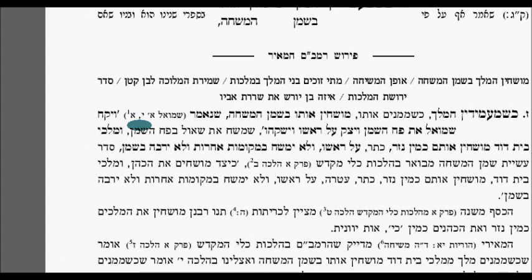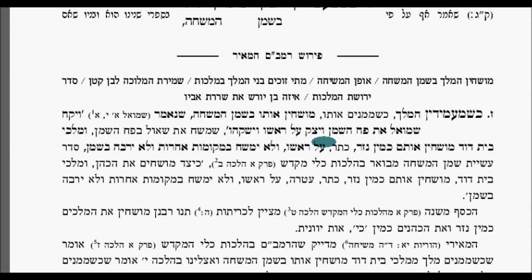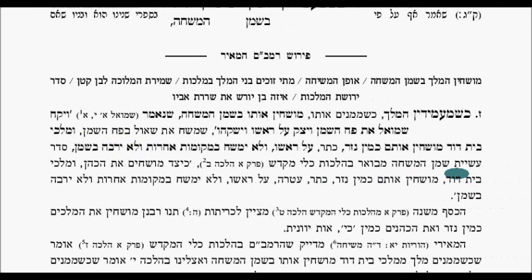The Rambam quotes Shmuel Aleph 10:1. Vayikach Shmuel. Shmuel took his pach shemen, the vial of oil. This was a small container of oil, and he poured it on the head of Shaul, meaning he anointed him from that oil.